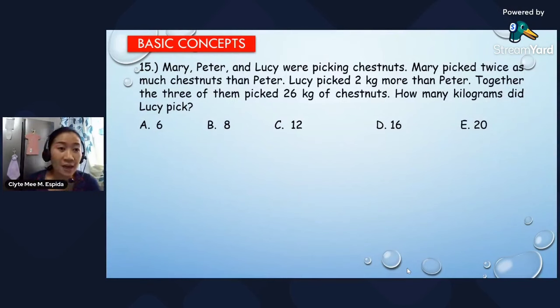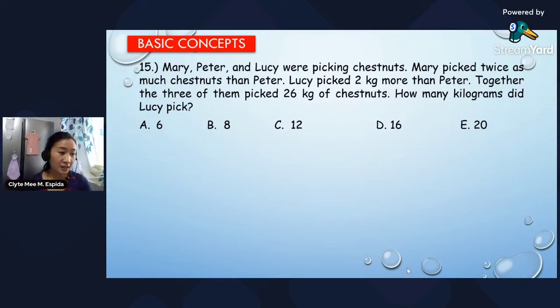Ito. Mary, Peter, and Lucy were picking chestnuts. Mary picked twice as much chestnuts than Peter. Lucy picked 2 kilograms more than Peter. Together, the three of them picked 26 kilograms of chestnuts. How many kilograms did Lucy pick? A, 6, B, 8, C, 12, D, 16, E, 20. Okay, comment down your answers.